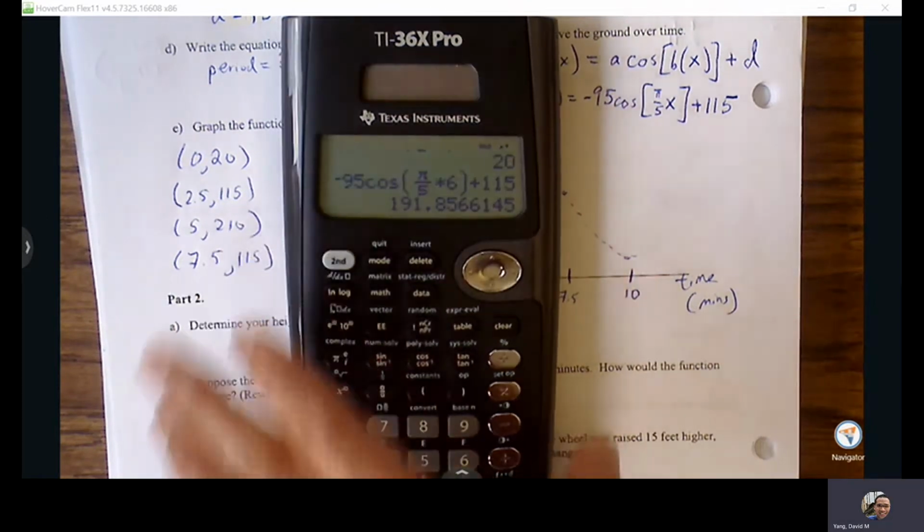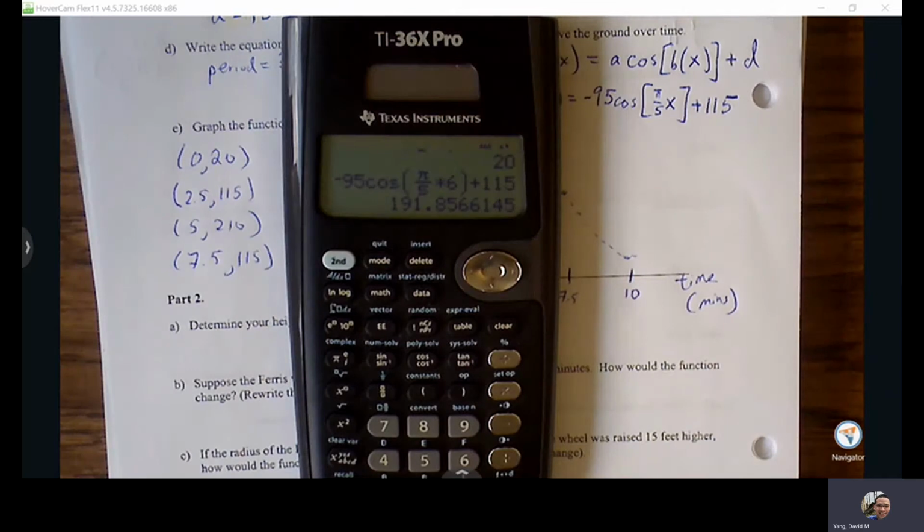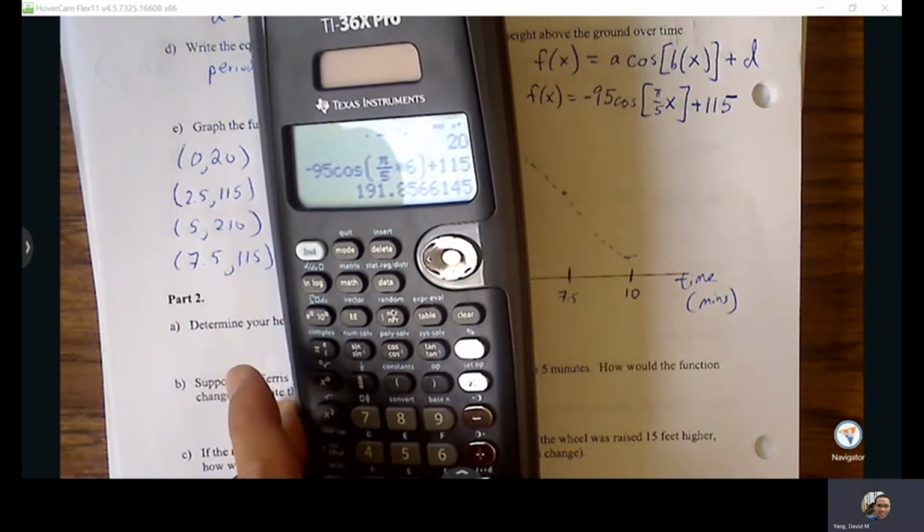Okay, so now part B. Suppose the Ferris wheel is now moving faster and it completes a revolution in 5 minutes. How would that change our equation? Yeah, just change the b value, right? Instead of 10 equals 2 pi over b, you'll do 5 equals 2 pi over b. Okay.